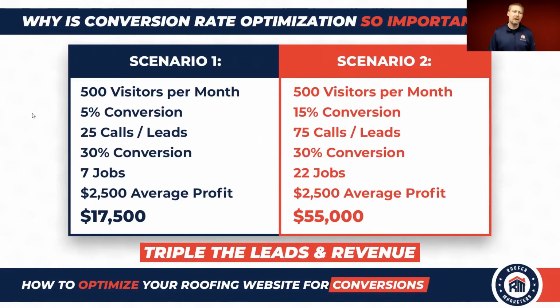So in scenario one here, you have 500 visitors per month to your website. If you converted 5% of those visitors to phone calls, that would get you 25 calls or leads. At a 30% conversion rate on your sales process, that's 7 jobs. Your average profit on that is $2,500. That's $17,500 to the bottom line of your business. But if you can increase that conversion rate to maybe 15%, that's 22 jobs with $55,000 of profit for your roofing business.